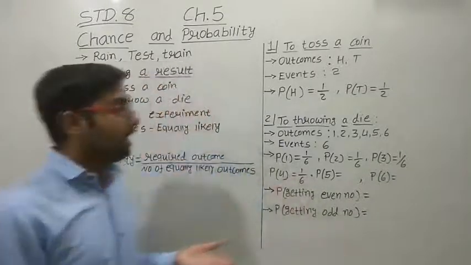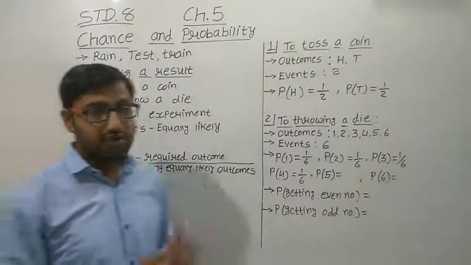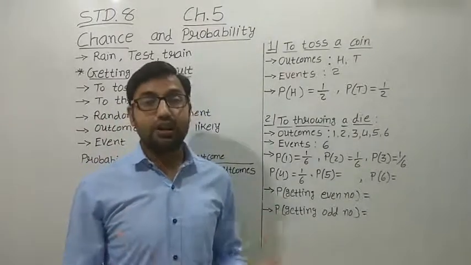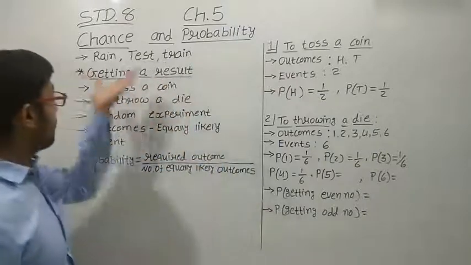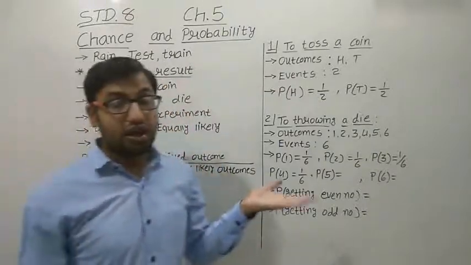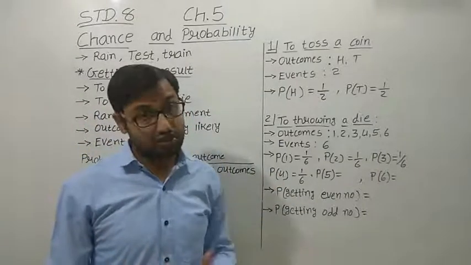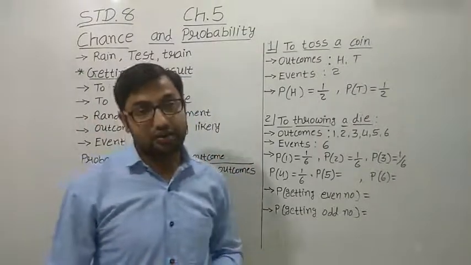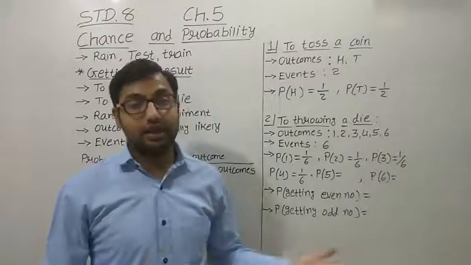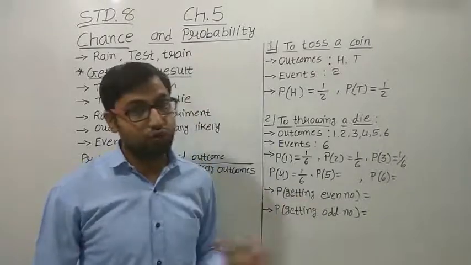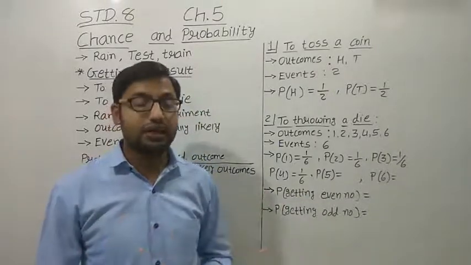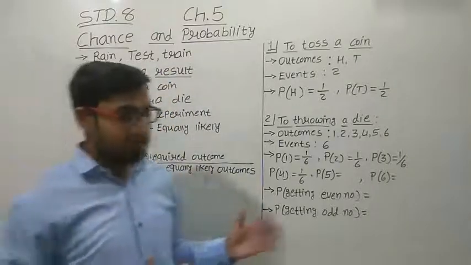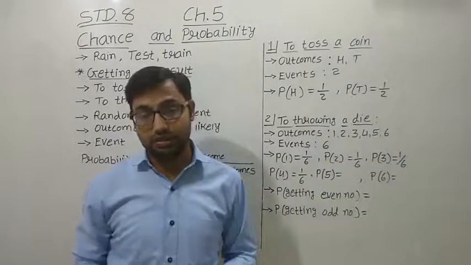So these are all examples in which we cannot predict the output, we cannot predict the result: whether it may rain or not, from which chapter the questions may be asked in the test, and at which time the train will come. It may be either late or maybe early. It is not predictable. So these are all examples in which we cannot predict the results.